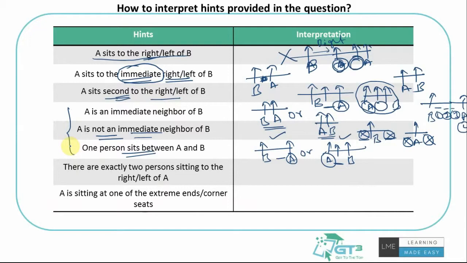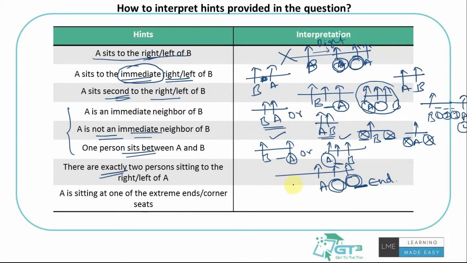If you just stick to one interpretation, you might end up with a wrong case and might get an incorrect answer. There are exactly two persons sitting to the right of A. So if A is here, there are two people who are sitting to the right of A. And obviously it means this is the extreme end. Otherwise, if there is a possibility of someone else sitting, there will not be two people, there will be more than two people sitting. So the question says exactly two persons. So that means I can interpret that there will be two slots taken up by some people and I know A is sitting basically at the third position from the right side.